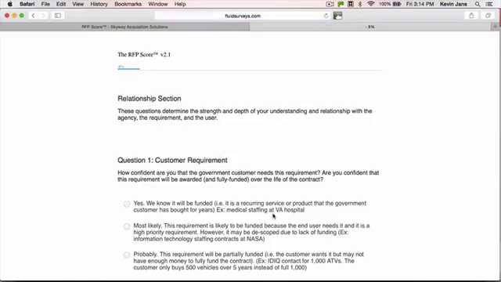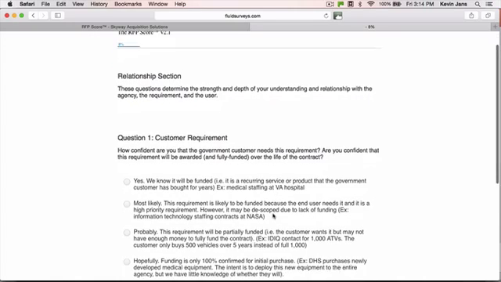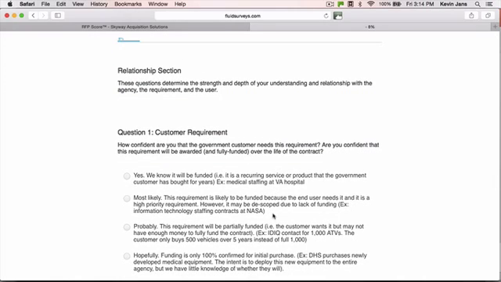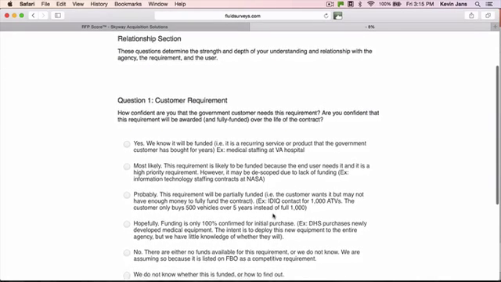So the first section is the relationship section, and there are several sections here. The relationship section is about the questions that determine the depth of your understanding of the individual agency and the requirement. So you'll see things like the first one here is the customer requirement.